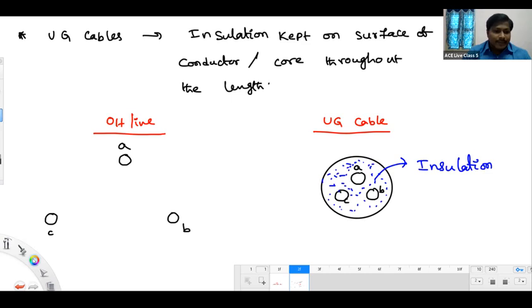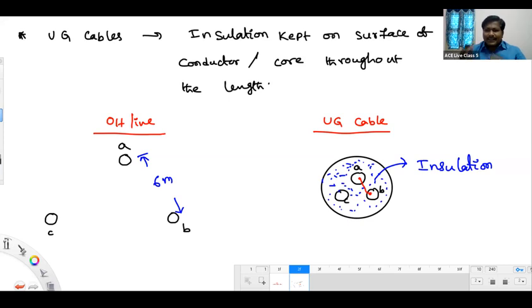Tell me, very simple thing here. How will be the distance between the conductors in case of overhead line? It will generally be in the order of meters, maybe let's say 6 meters. But how is the distance between the conductors in case of cable? It will be in the order of centimeters.